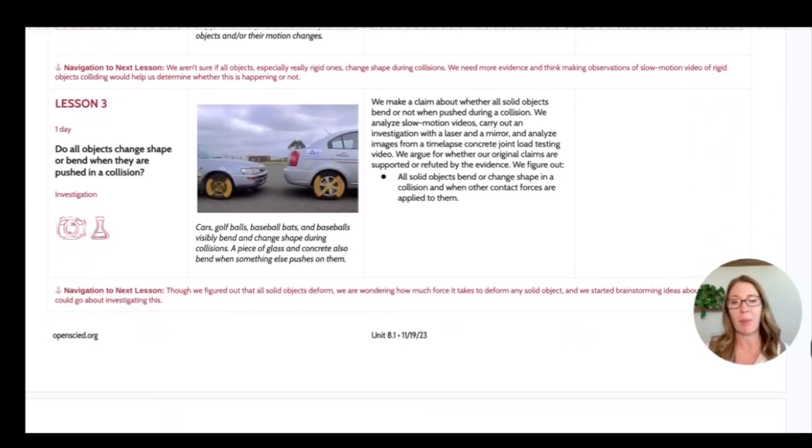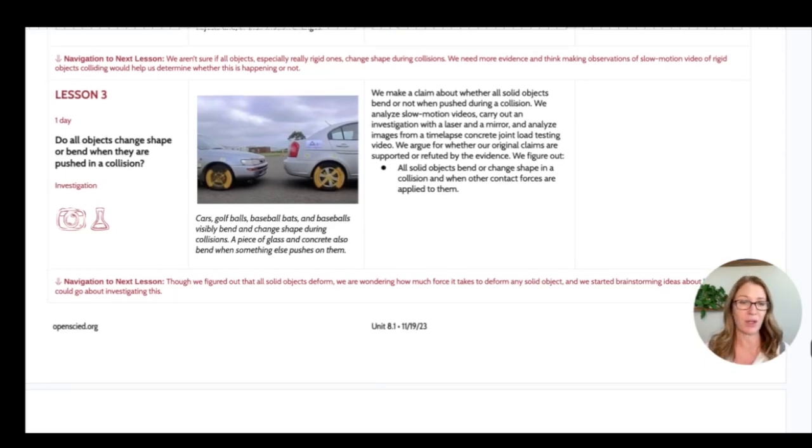We make a claim first about whether all solid objects bend or not when they're pushed during a collision. We actually look at some slow motion videos and also do an investigation with a mirror and a laser. And so when you have a collision with the mirror, the laser bounces. I will go deeper into it in our lesson 3 video. But what we figure out is that there's always a change of shape, or some type of bend, when the collision happens. And so we're wondering then, how much force does it take to deform a solid object?